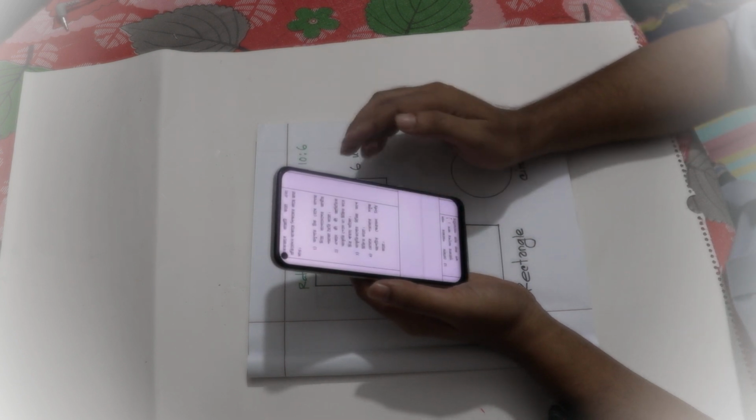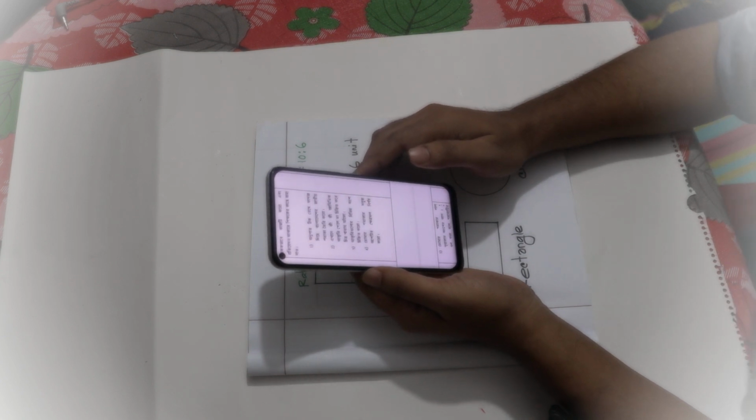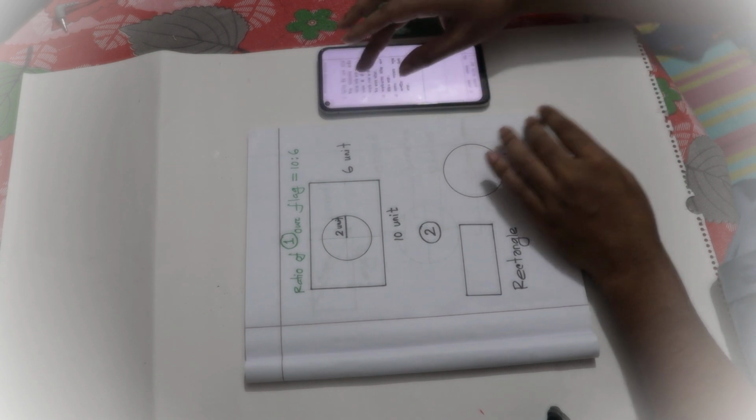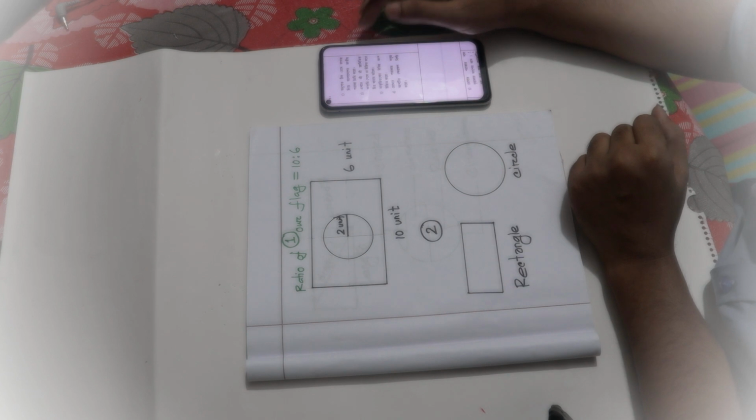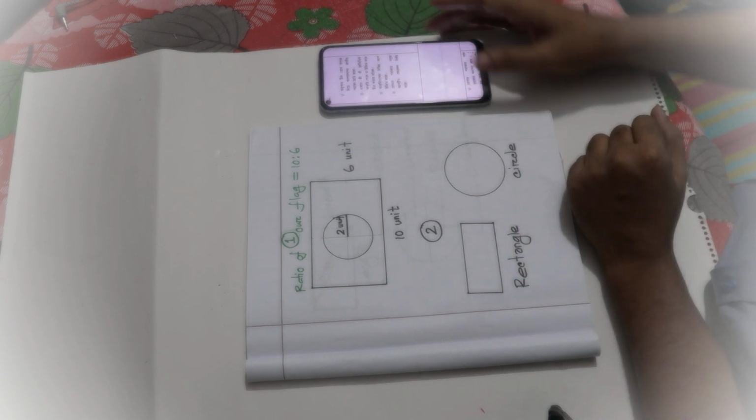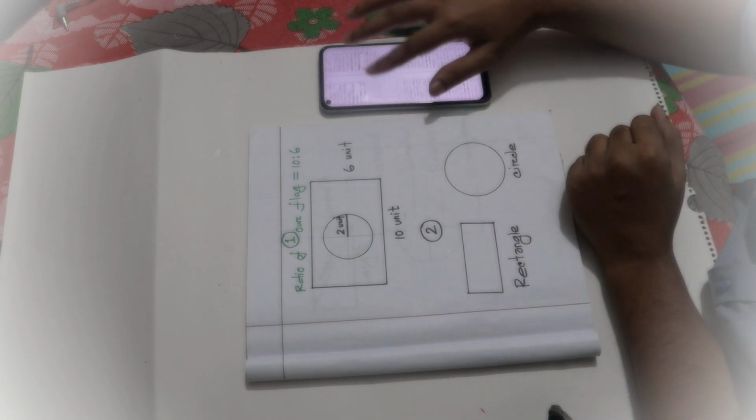we have to make the national flag of our country by maintaining exact ratio. Okay, question number 1, we have to make our national flag by maintaining exact ratio.